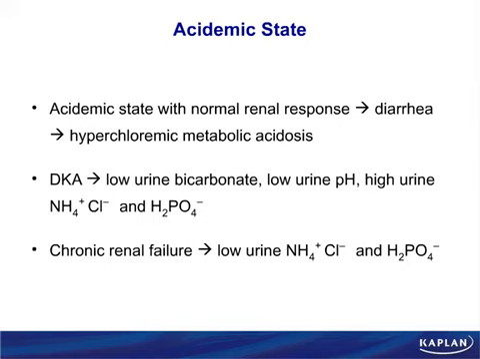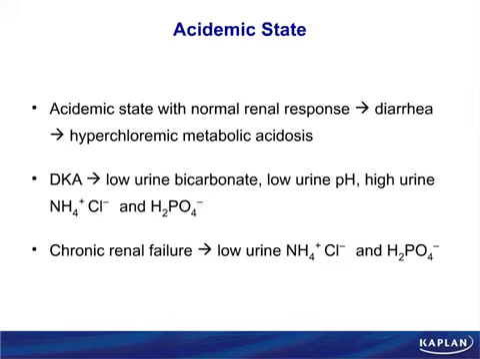Another example would be diabetic ketoacidosis. In DKA, your body is in a very high acid state. So if your kidneys are functioning normally, your kidneys have to come to the rescue. So in these two situations, you would expect to see in the urine a low urine bicarbonate because the kidneys should be reabsorbing bicarbonate. You expect to see a low urine pH. You expect to see a high urine ammonium because the kidneys should be excreting acid. You expect to see a high urine phosphate because the kidneys should be excreting acid.